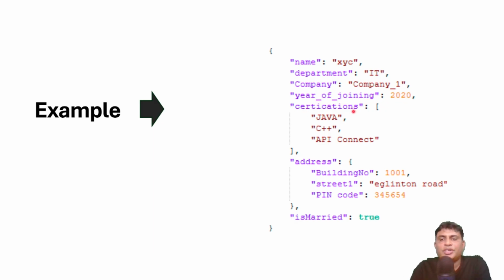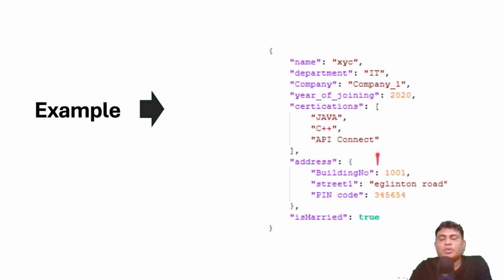Then for the certifications, the value is represented as an array. In JSON, it is represented in square brackets. These are the values present in this array. Then there is the address, and its value is represented as an object. And in this object you can see it's again name value pairs. Then we have the other field, married, whose value is boolean true.